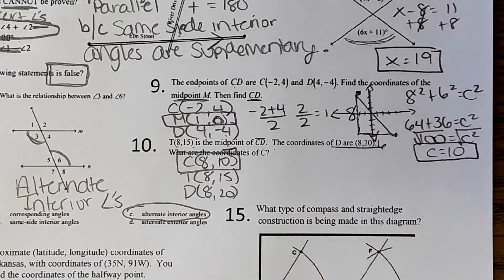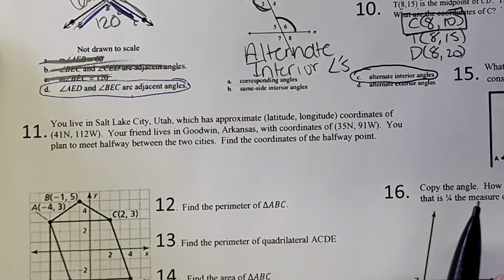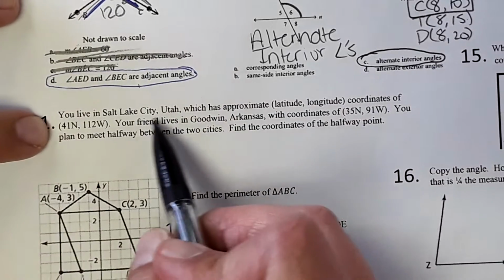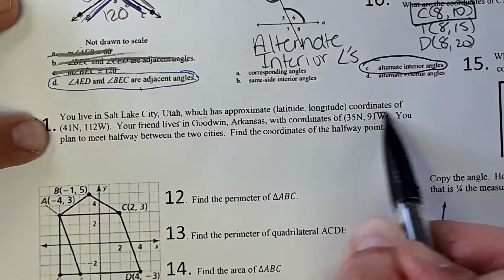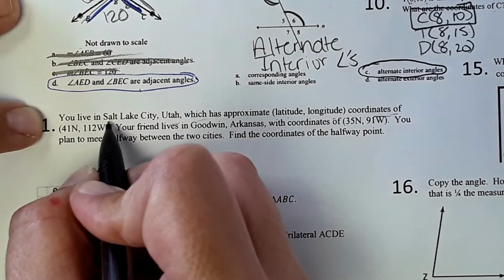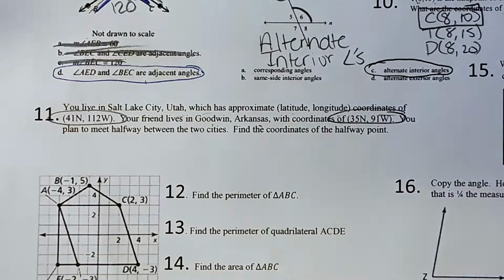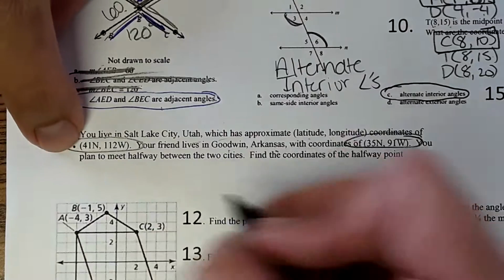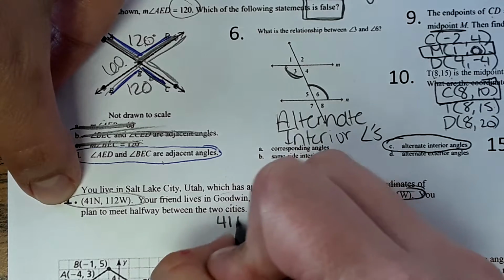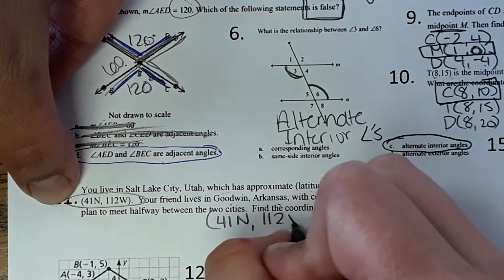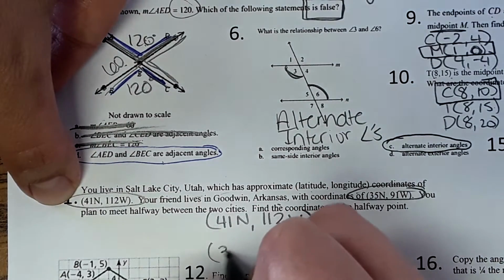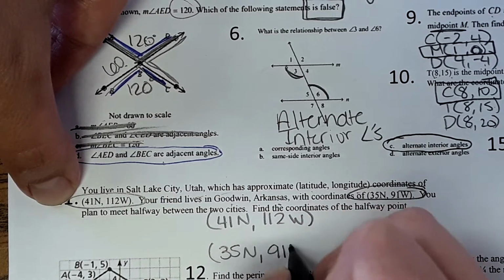Then number 11. We are taking midpoint and applying it to an actual situation. It says you live in Salt Lake City, Utah, which has an approximate latitude longitude coordinates of 41 north, 112 west. Your friend lives in Goodwin, Arkansas, with coordinates of 35 north, 91 west. You plan to meet halfway between the two cities. Find the coordinates of the halfway point. Okay, so this is the same thing with midpoint. So one of the coordinates, 41 north, 112 west, and then 35 north, 91 west.